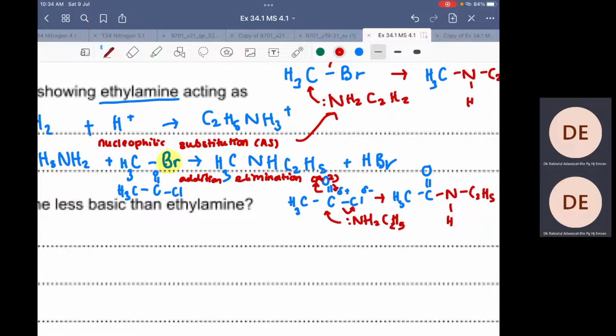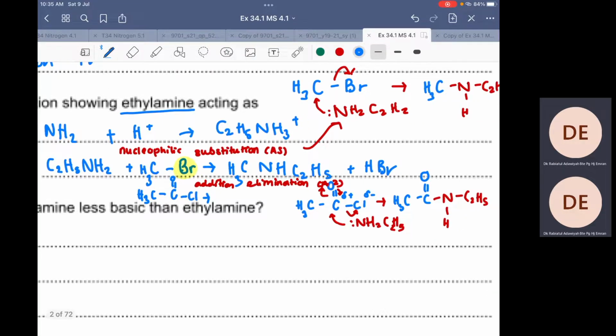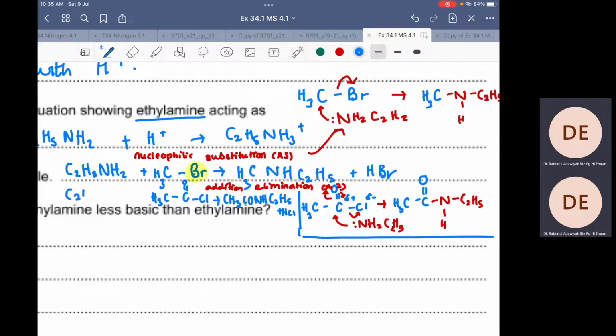It had 4 bonds. Okay, so the product, I really don't have space here. The product is CH3CONHC2H5 plus HCl. Okay, so I'll just put that aside. C2H5 and H2 plus. So you can choose either one, okay? But you need to be familiar with both reactions.